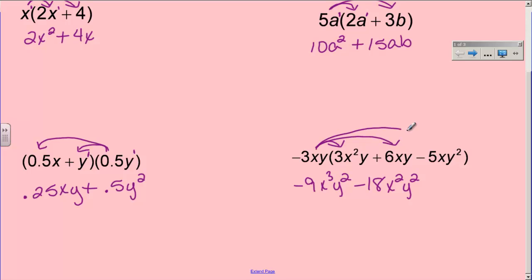Now when I distribute here, negative 3 times negative 5 is a positive 15, because this minus sign and that minus sign make a plus, and then x times x is x squared, and y times y squared is y to the third. So there is that one simplified. All you have to do is multiply your coefficients and then keep up with exponents on your individual bases. Let's do just a few more.